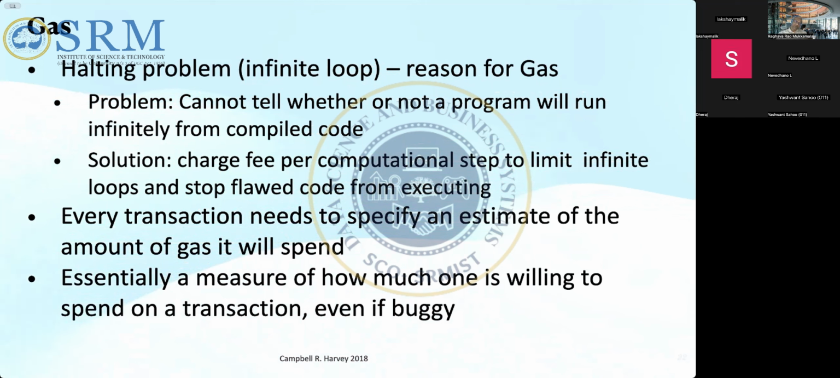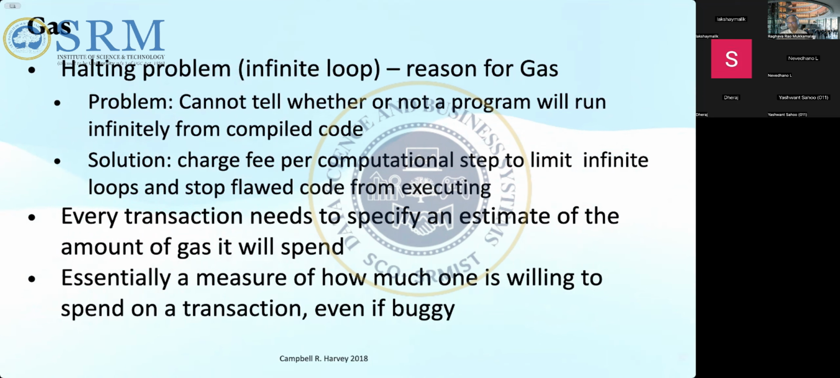So that's why, to avoid this problem of infinite loops, and also to fight against people trying to hack the network by using infinite loops, malicious code and other kinds of things, they resolved to paying a fee for each computation step. So every transaction needs to specify an estimate of the amount of gas it will spend. When you send a transaction, you need to specify how much gas you are going to spend. And at a later point we will see what happens if it is more or less than what is needed in the transaction and things like that.